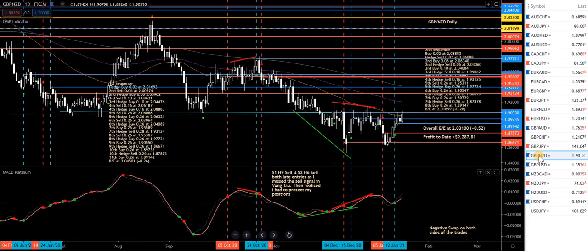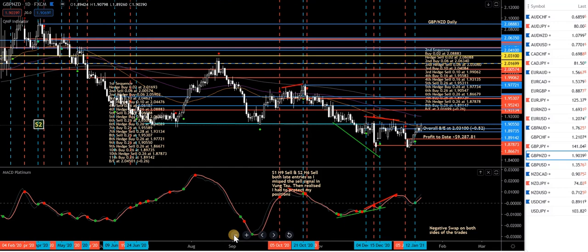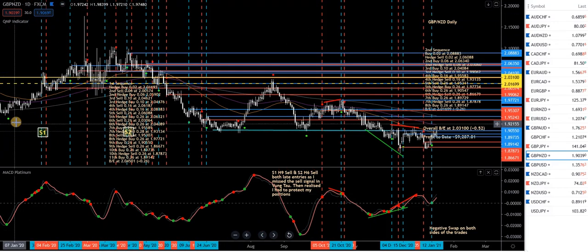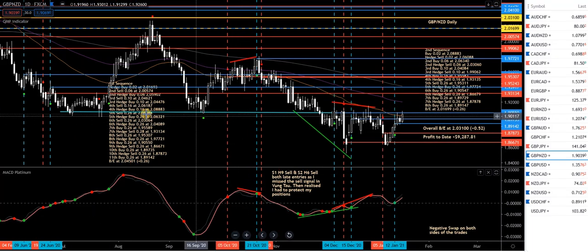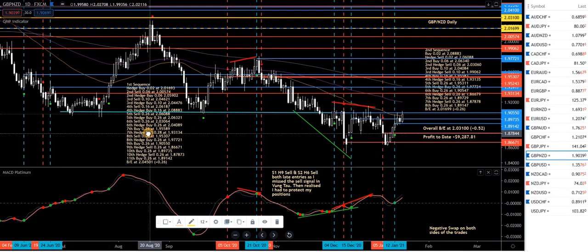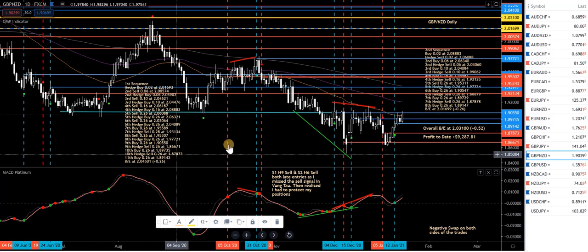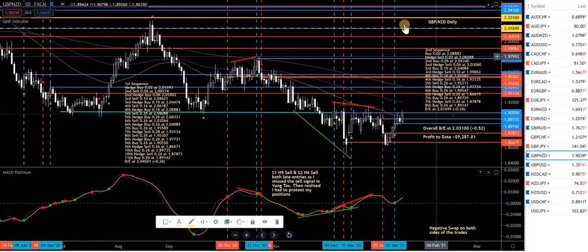Right, pound New Zealand. This is one of my problem pairs, but when I say problem, it's not a big problem, that I've been in a lot of trades for a long time, all the way since back here, which is January a year. So I'm in a couple of sequences, as you can see. You can see sequence 1 here. Let's get it lined up. And sequence 2 here. The overall break-even is the solid yellow line all the way up here.